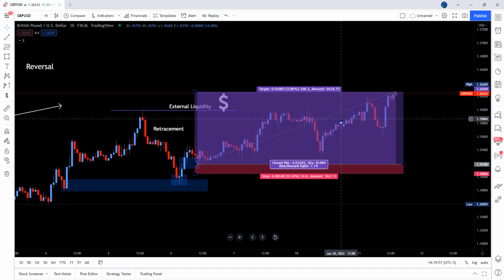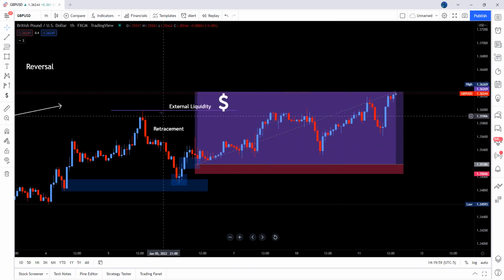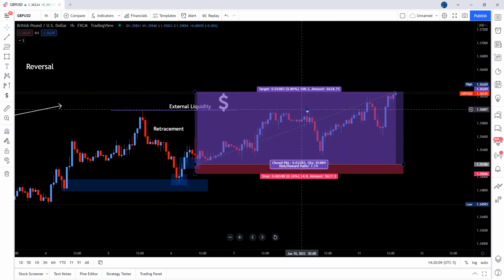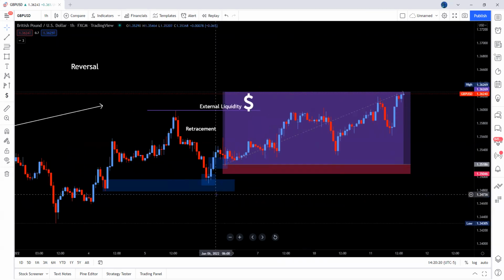Yeah, so a lot of times, remember where your initial target is. Your initial target is right here, your external liquidity, which it did take. So because of that, if you wanted to get out right here, you would be completely fine. You'd be correct, right? There's absolutely no problem for you to take that point right here. But remember, what's our original bias?